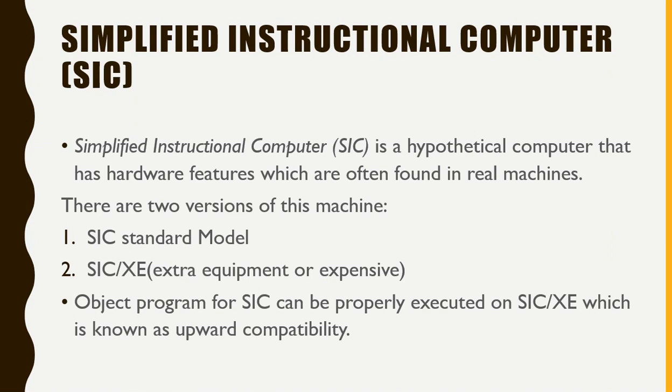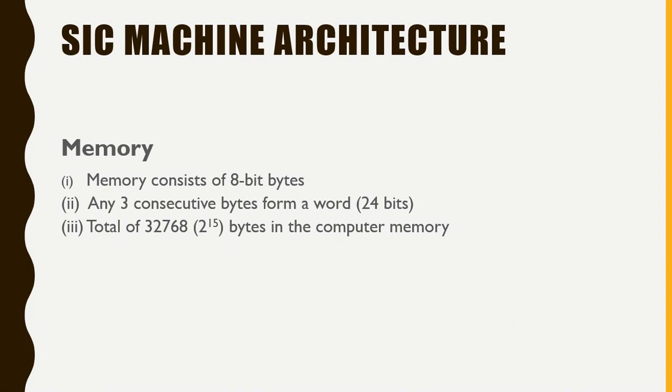SIC stands for Simplified Instructional Computer. There are two versions of this machine. One is the SIC standard model, and the second one is SIC-XC. Here XC stands for extra equipment or extra expensive. This is the second version of the standard model. Whatever object program is generated for SIC can be executed on SIC-XC machines, because it is an advanced version of the SIC machine.